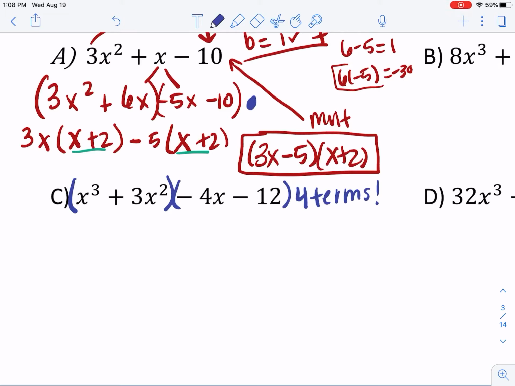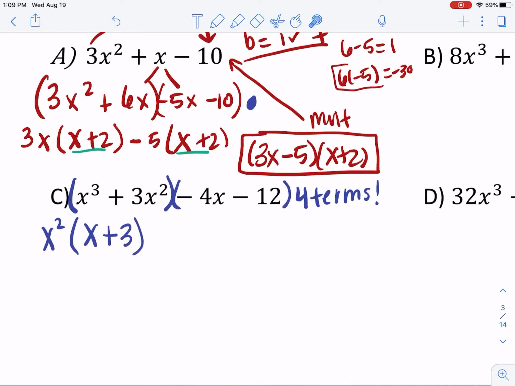So I see that this one, there isn't a coefficient on the x cubed, so I know I'm not going to pull out a number. But I do also see that they both have at least 2 x's, so I'm going to pull out an x squared. X cubed divided by x squared is x. 3x squared divided by x squared only leaves me with the 3.